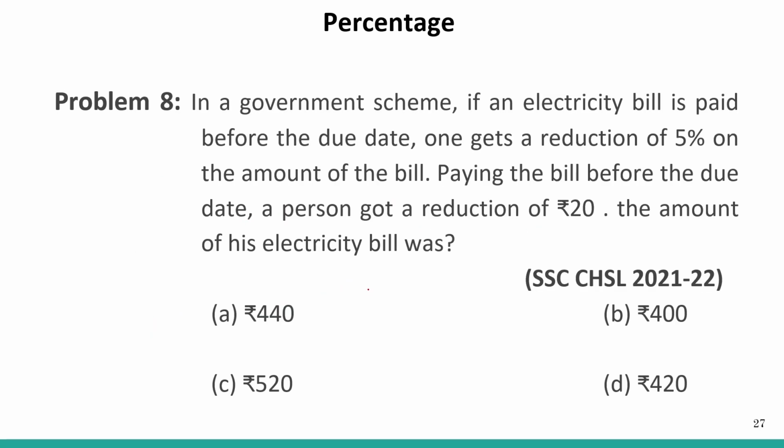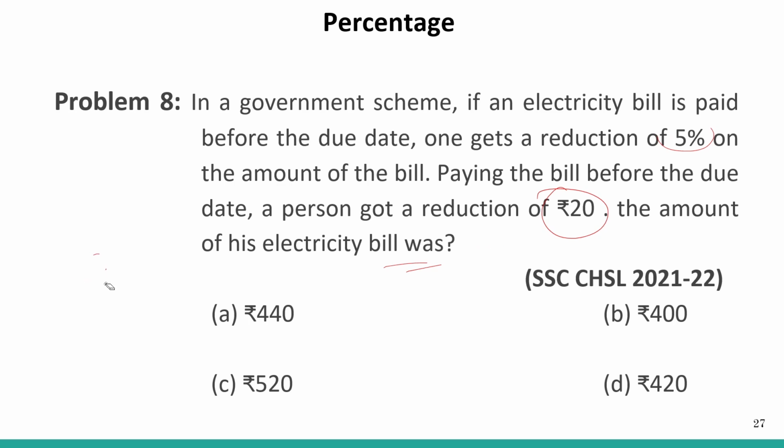In a government scheme, if an electricity bill is paid before the due date, one gets a reduction of 5% on the amount of the bill. So paying the bill before the due date, a person got a reduction of 20 rupees. So the amount of his electricity bill was? The government scheme told him that if he pays the electricity bill before the due date, he gets a discount of 5% on the amount of the bill.